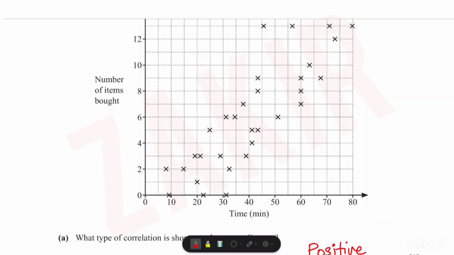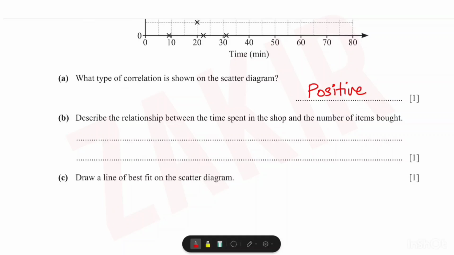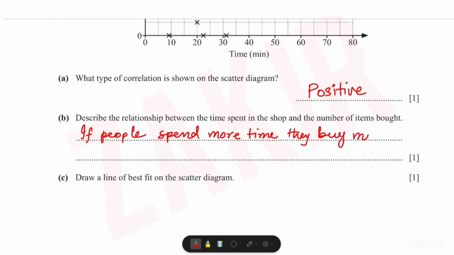So we can describe it like, if people are buyers, they spend more time, they buy more items. So this is what our observation is. This is the description: more time spent, more items sold.